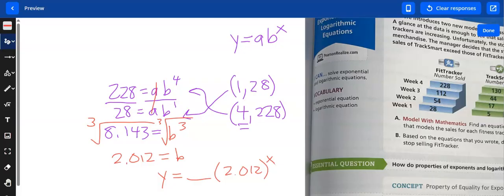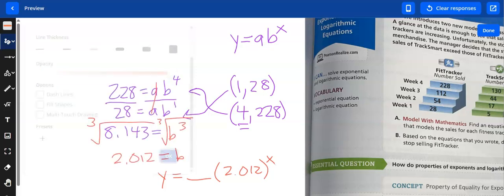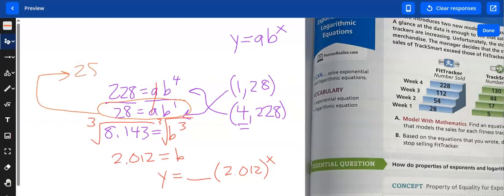Plug what in? Do you have a preference of any equations? Nope. Probably the one with the smaller exponent. Smart idea. So 28 equals a times 2.012 to the 1st power. Use a calculator. Find it. Go.